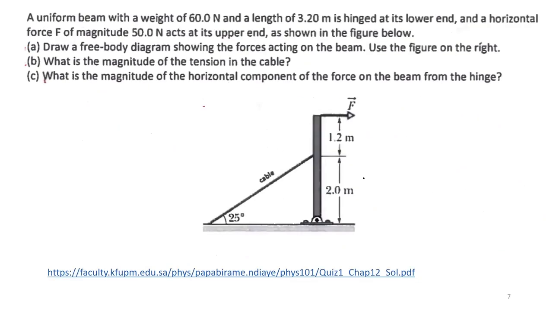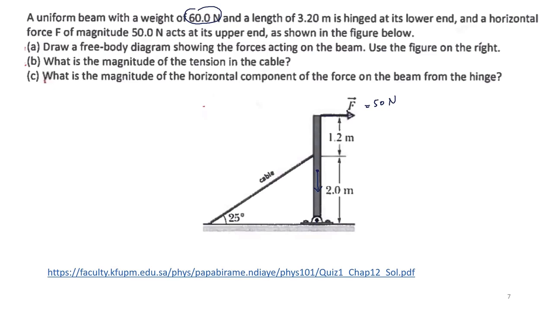Okay. Now let's look at this problem here. I have a uniform beam as well, weight 60 Newton. So 60 Newton will be right in the middle here, going down. The beam has a length of 3.2 meters and it hinges at this lower end. And at the top end, I apply a horizontal force F of magnitude 50 Newton. Draw a free body diagram of all the external forces acting on this beam.